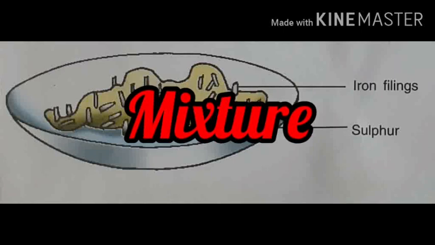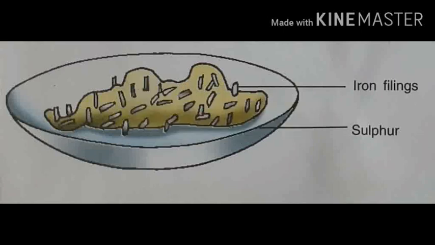For that, children, you need 10 grams of iron powder or iron filings and 10 grams of sulfur. Actually, for preparing a mixture, you can take any amount. It's not necessary that you take this much iron or sulfur. You can take iron and sulfur in any proportion. When a ground powder of iron and sulfur is taken in a watch glass, we call it a mixture.